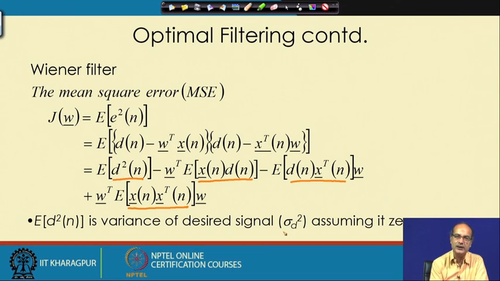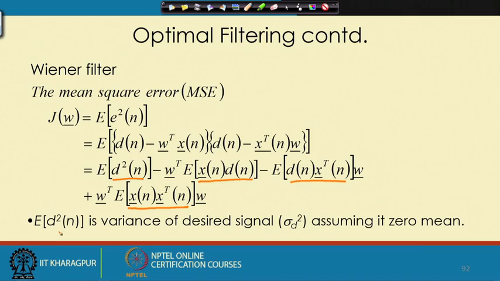assuming it is 0 mean. We told you earlier that whenever we are working with signal processing, the first thing we assume, or sometimes even without stating, is that the signal is 0 mean, unless it has some special meaning. Okay. So, we have taken the desired signal to be 0 mean, and in that case the expected value of d squared n gives us the variance of the desired signal. Okay. So, that is the first observation.